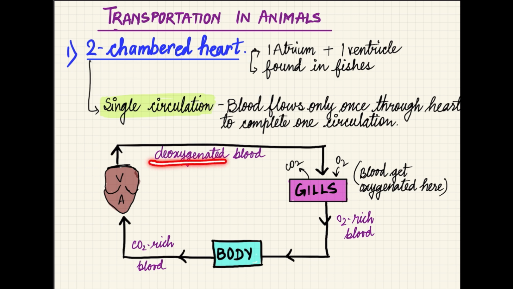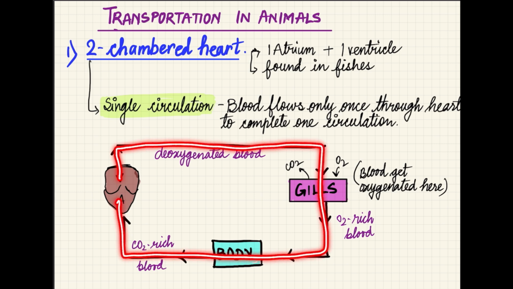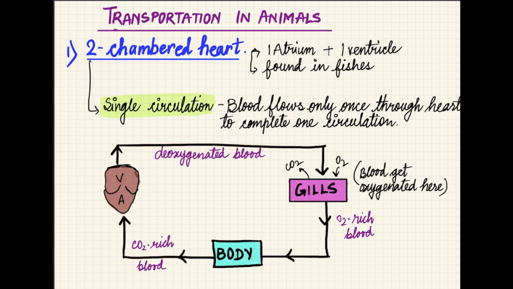So this blood, which was earlier deoxygenated, got purified as the carbon dioxide got released. Now, after the oxygen has entered the gill capillaries, the blood is oxygenated, and this oxygen-rich blood goes to all the parts of the body. After the tissues and cells use that oxygen for cellular respiration, carbon dioxide is released and again the blood is deoxygenated. So as you can see, blood flows only once to complete its circuit. This type of circulation is called single circulation.